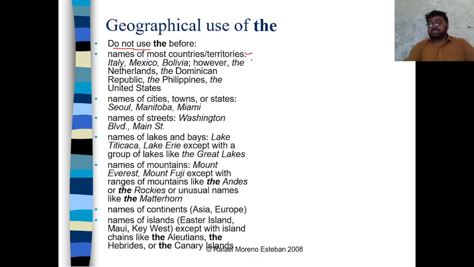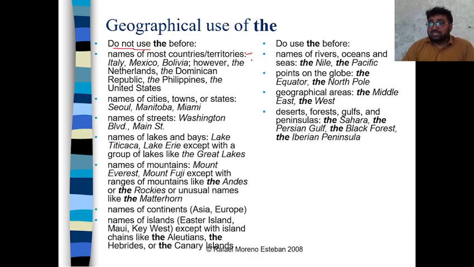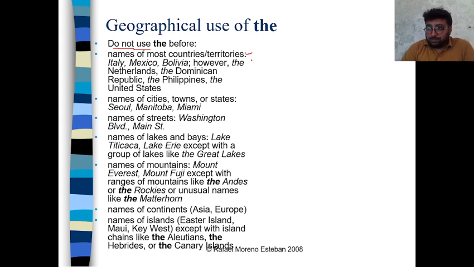Names of cities, towns, or states like Seoul, Manitoba, Miami. Names of streets like Washington Boulevard, Main Street. Names of lakes and bays like Lake Titicaca, Lake Erie, except with a group of lakes like the Great Lakes. Names of mountains like Mount Everest, Mount Fuji, except with ranges of mountains like the Andes, the Rockies. Because these are exceptions.